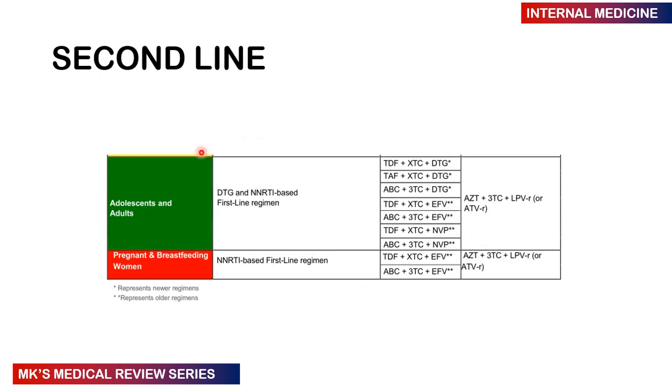If they were previously on a DTG and a non-nucleoside based first line regimen, these are the drugs we can switch them to: TDF, XTC, DTG, or ABC, 3TC, DTG. Then of course these ones are the newer regimens. The older regimens were TDF, XTC, efavirenz; ABC, 3TC, efavirenz; TDF, XTC, nevirapine. And an alternative regimen that you can switch them to, the second line, is AZT, 3TC, and boosted lopinavir or atazanavir. So this is the previous line, and this is the second line that you're switching them to.